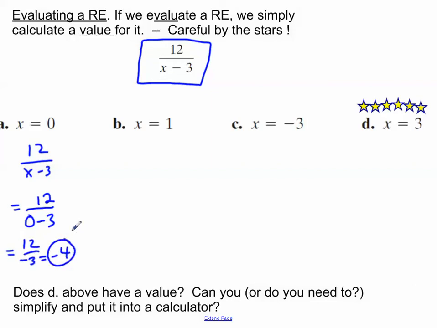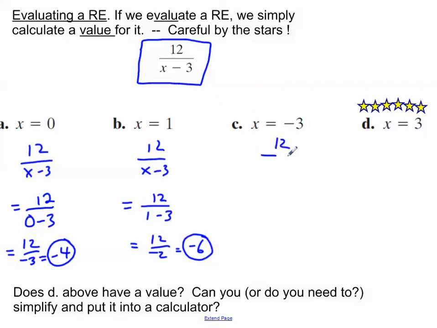If we evaluate for x equals 1, we do the same thing. Start with 12 over x minus 3, our rational expression. We substitute 1 in for x. 12 over 1 minus 3 is 12 over negative 2, and that's equal to negative 6. So all we're doing is just evaluating this. For x equals negative 3, that might jump out at us as a possible issue, but it isn't, because if we simply substitute negative 3 in for x, we get 12 over negative 3 minus 3, which is 12 over negative 6, and that's equal to negative 2. There's our evaluation.